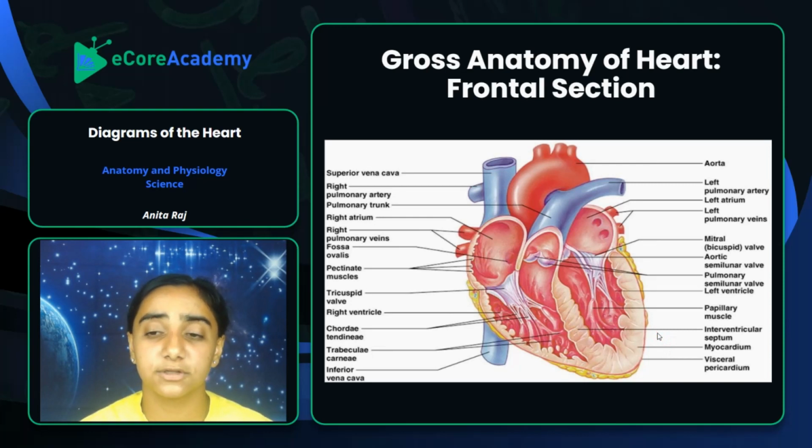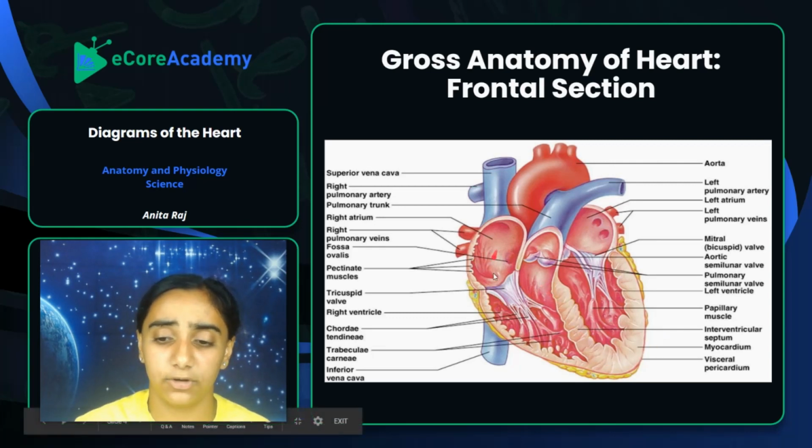So this was a gross anatomy of the heart that we looked at together. And again, this was the front section. This is a typical diagram that we would usually look at, but it has a lot more details and a lot more things that we just wanted to look at and understand.